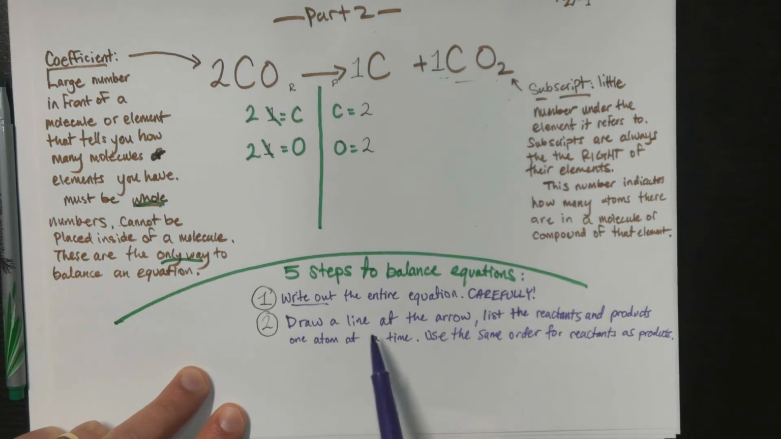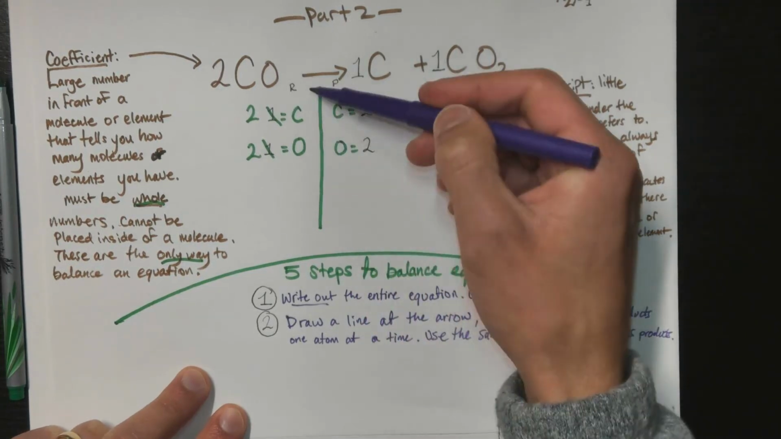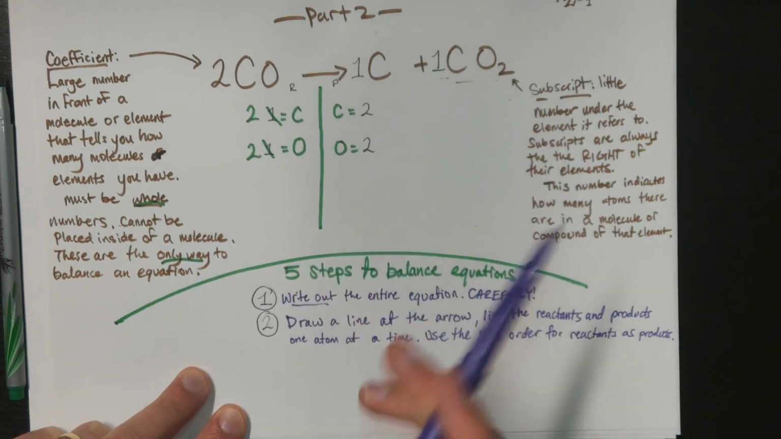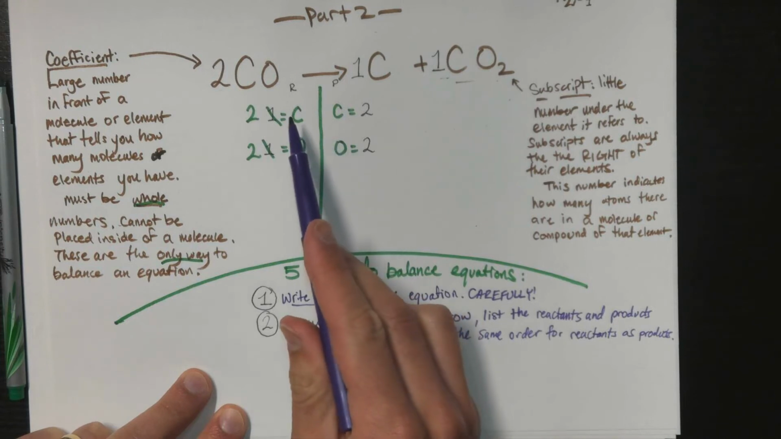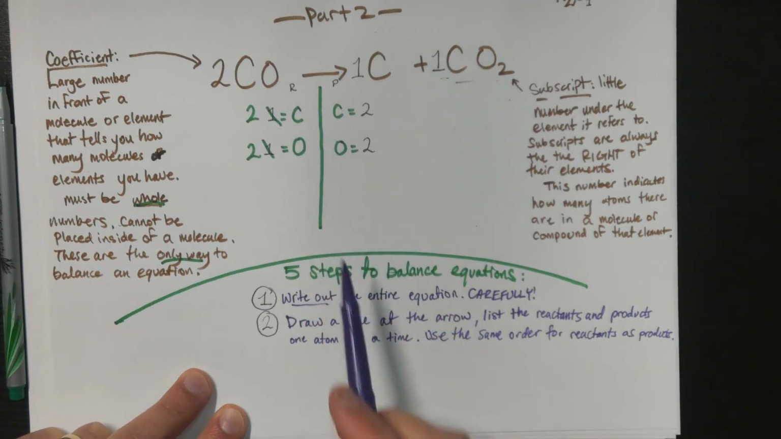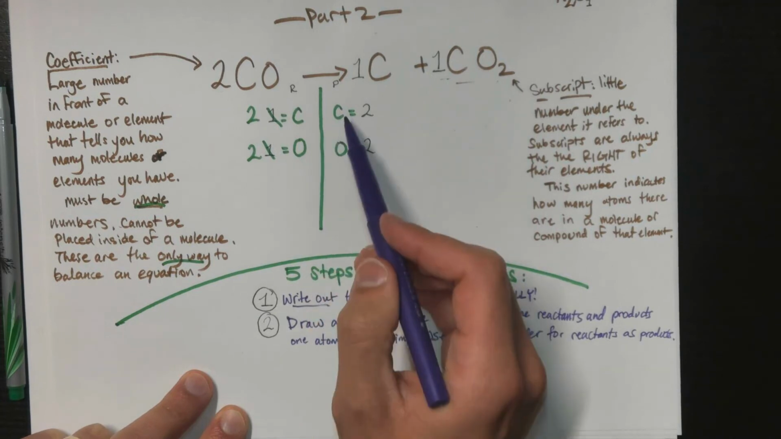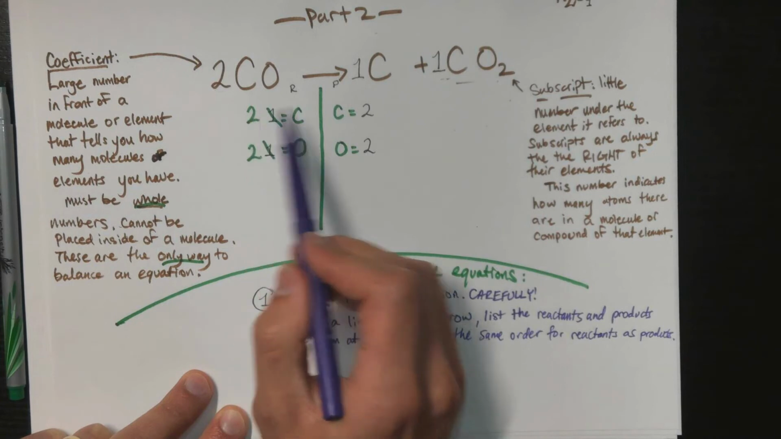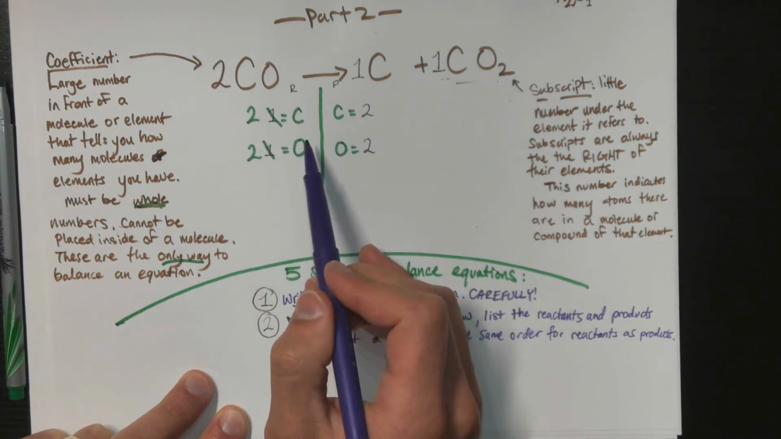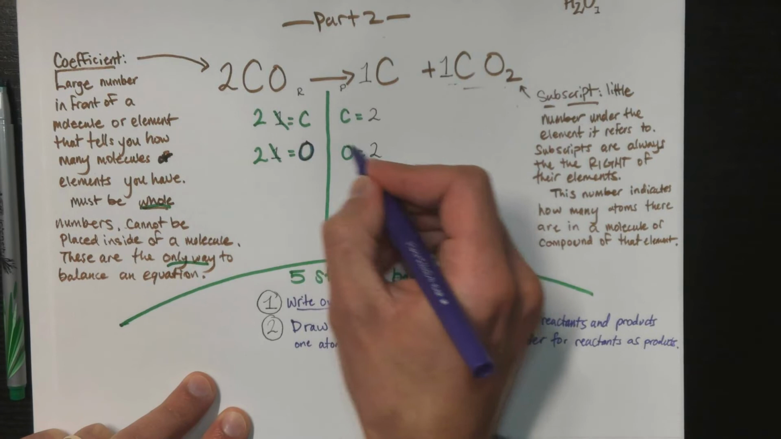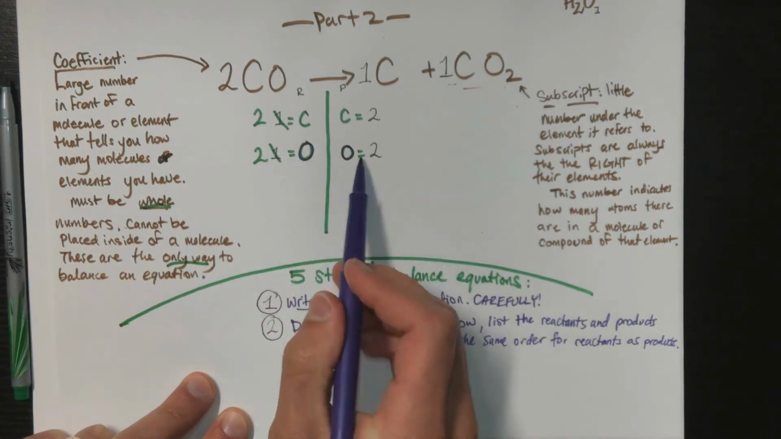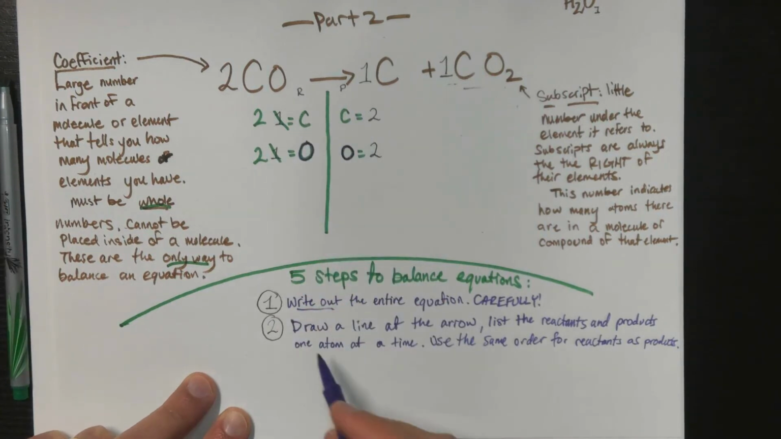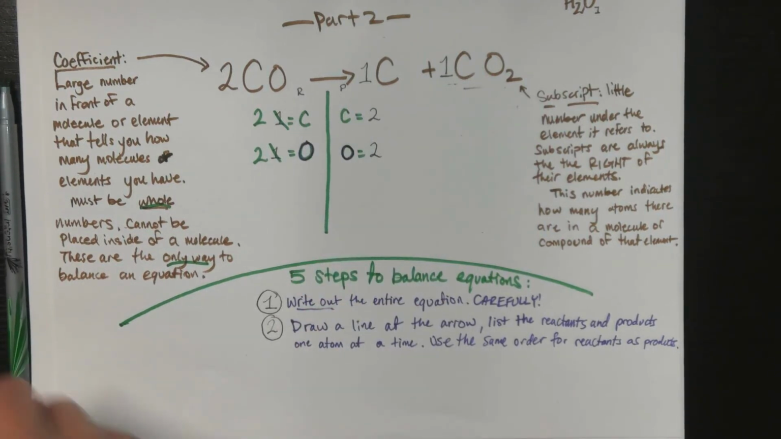Okay, so the first step is to draw that line at the arrow like we did here, and then list the reactants and the products, one atom at a time. Do not list molecules, just list the atoms. After you do that, double check that you've put them in the same order, because you're going to be comparing each line 2 to 2 and 2 to 2. You want to make sure that they are the same element from left to right, that they are both oxygen or both carbon. So make sure that you've listed them in the same order.